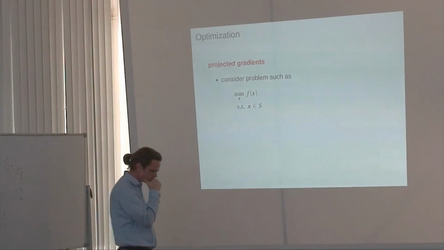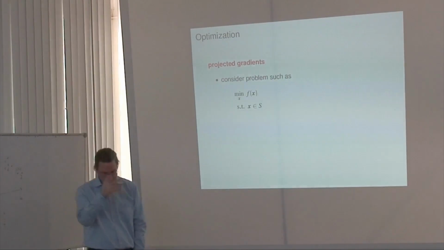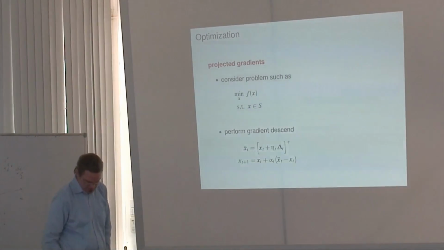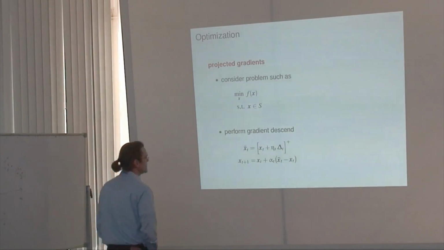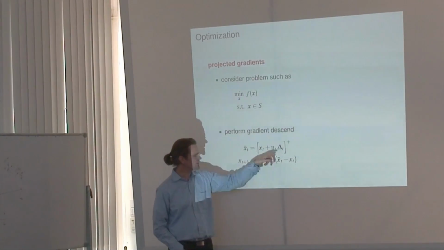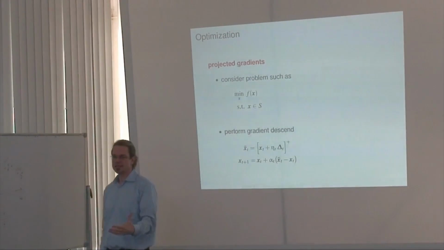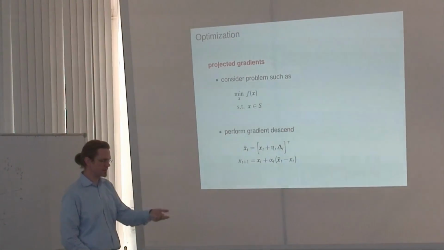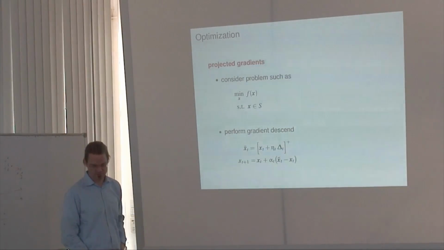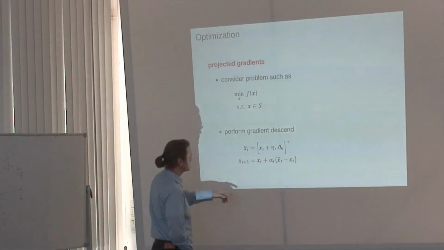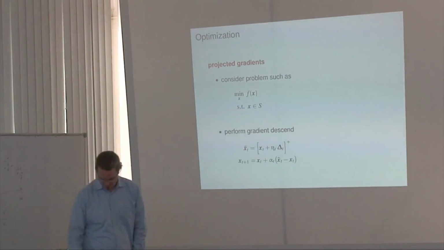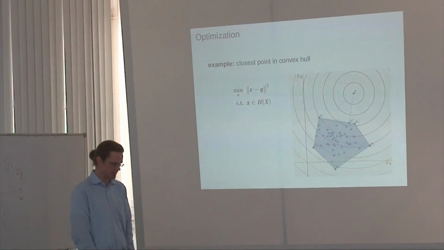Projected gradients. Here, I basically consider problems like this: minimize some function over x in some set. What we do here is we compute the gradient, multiply by some step size, and this crazy notation, square brackets with a plus, indicates that we take a gradient step, and then we have to project it back into the feasible set, and we use the projected point to update our estimate. This is by all means better explained in terms of an example.